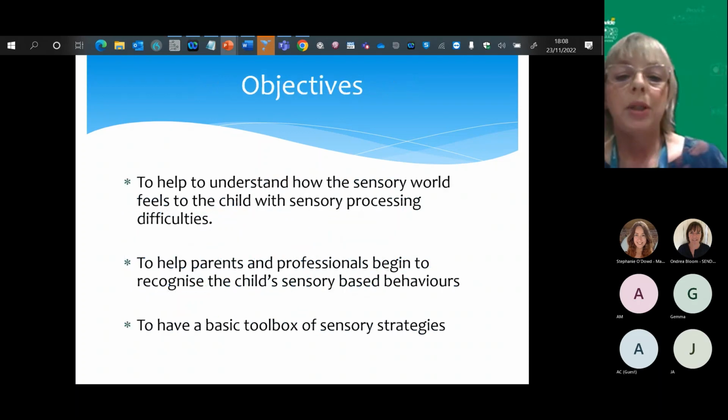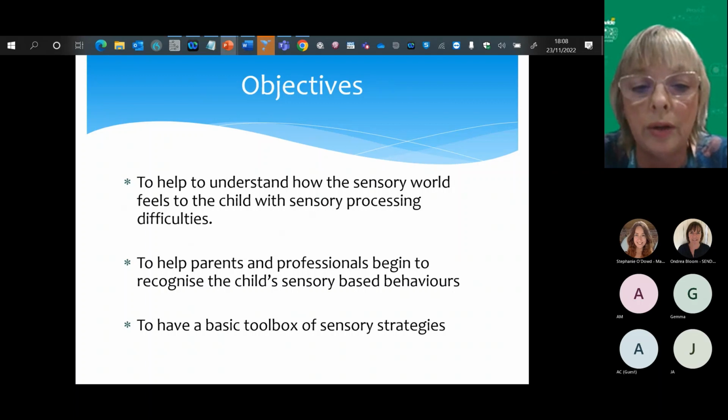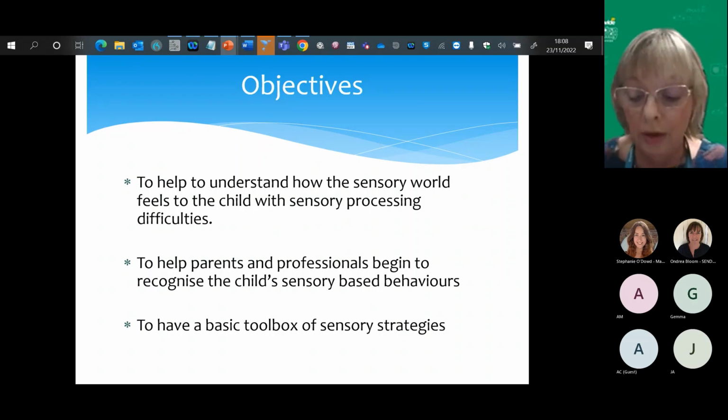Okay, so our objectives today are to help you to understand how the sensory world feels to your child, to help you to begin to recognise what the sensory basis of some of the behaviours are, and to give you some basic tools for sensory strategies. The toolbox is quite detailed in the PowerPoint presentation and quite a lot of it is listed, so you'll be able to work through that afterwards and get some tools rather than me running through it.